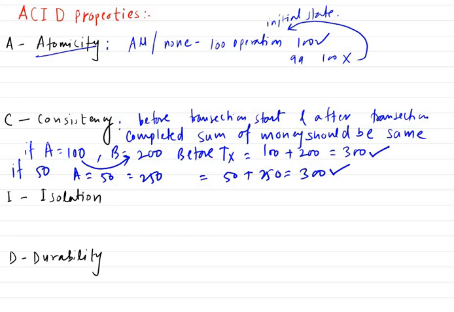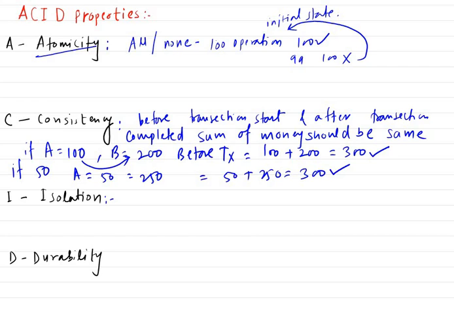So it is called consistency. Before the transaction starts and after the transaction completes, the sum of money should be the same. So every transaction follows consistency. Consistency means a transaction will never leave your database in a half finished or inconsistent state. If one part of a transaction fails, all of the pending changes made by the transaction are rolled back to the initial state.